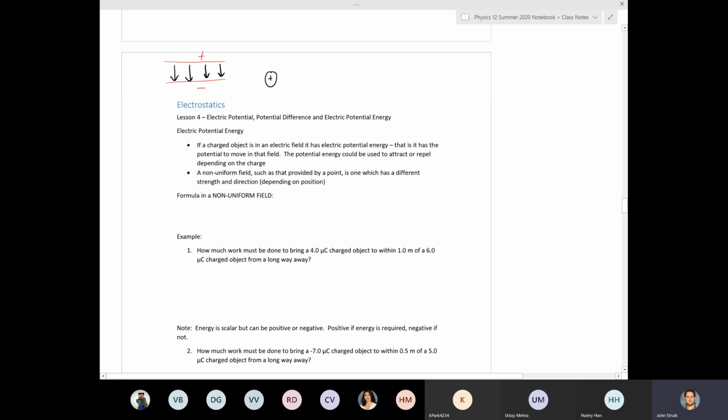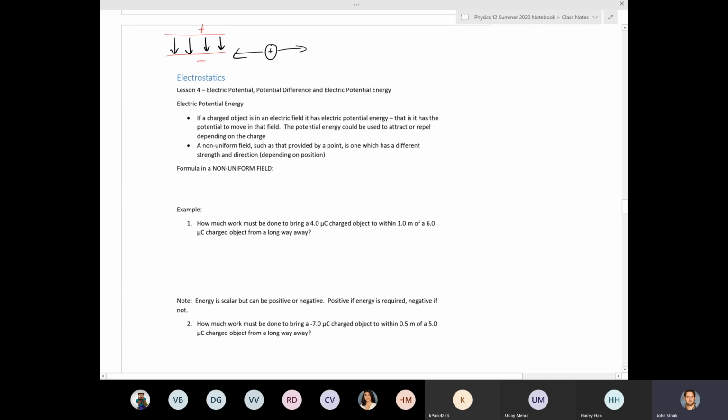So a non-uniform field is one that is either different strength or different directions, and that's the case for a point charge. So if you have a single charge, like this positive charge here, I have the electric field going that way on that side, it goes that way on that side. And as you get further and further away, it gets smaller and smaller. So it's not uniform in any way. It actually changes quite a bit.